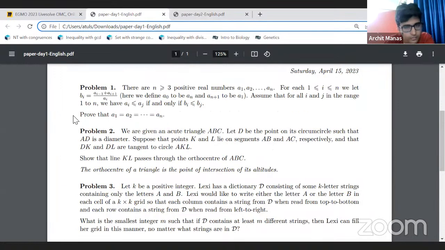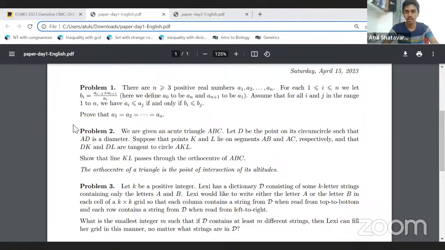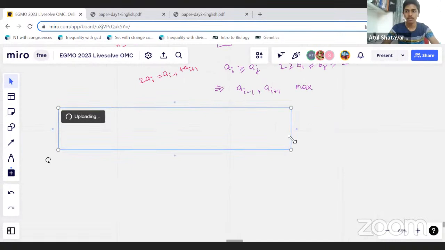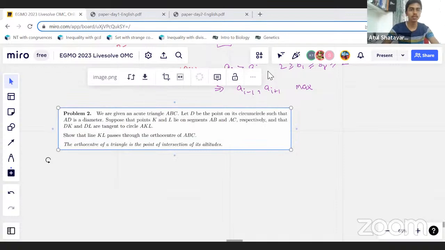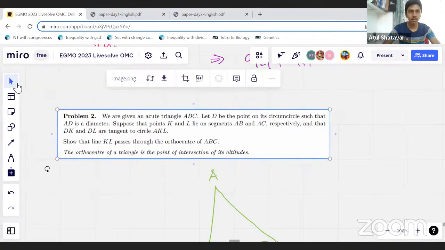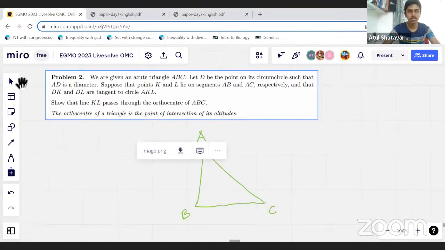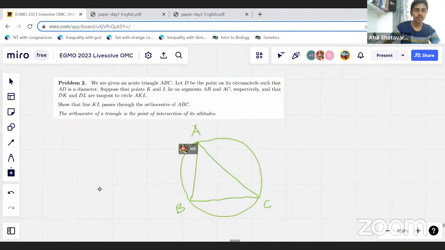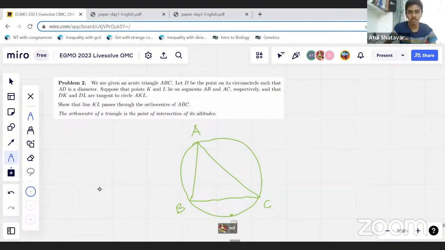The orthocenter of a triangle is the intersection of altitudes. Just a second, I'm putting it here. Yes, Archit is drawing a diagram. So we have point D. D is the antipode, right? D is maybe a bit more to the right.